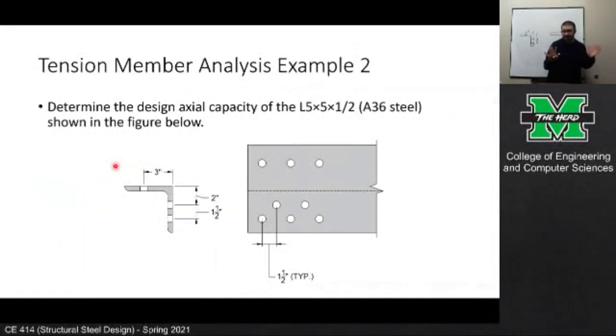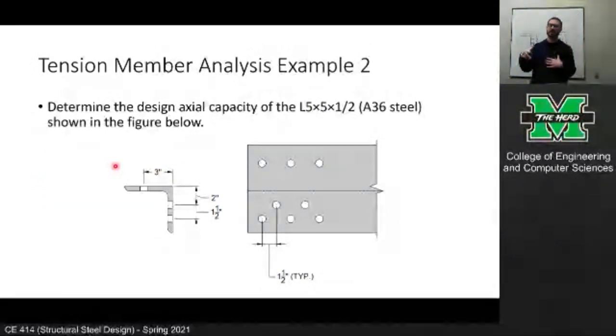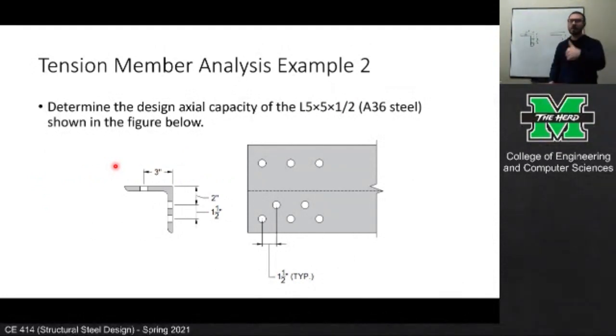Okay, and so this is going to be our problem for today. And I want to illustrate what's going on here because it might be a little confusing. So we have an angle, okay? So this is an L shape that has 2 lines of bolts in one leg and 1 line of bolts in another, okay? But we kind of need to look at this 3-dimensionally, and it's a little hard to see probably with the way it's kind of drawn here.